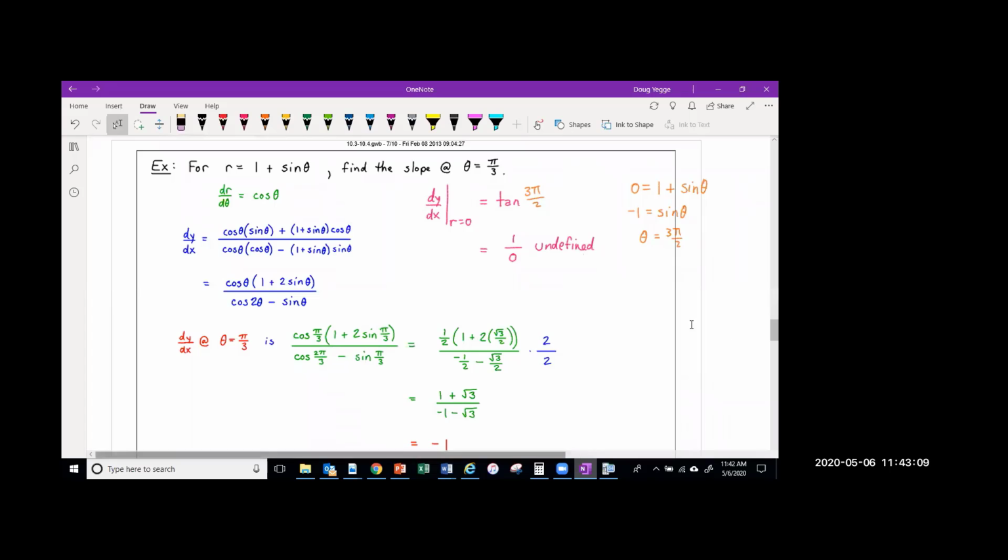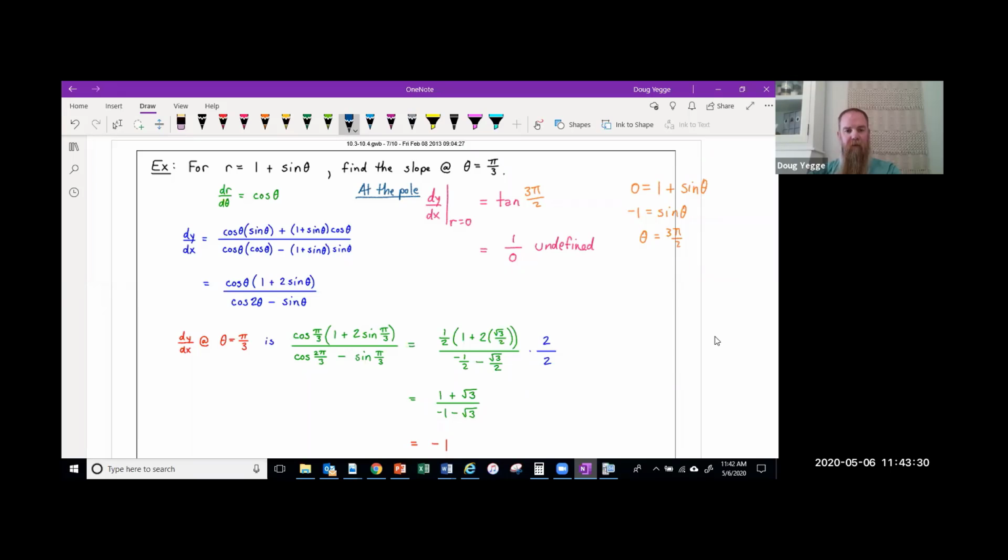So I have a question. When we were trying to condense what dy dx is, it said, oh, we have cosine theta times cosine theta. Why is that cosine 2 theta instead of cosine theta squared? That is a great question. Let me explain why. It's cosine squared theta minus sine theta minus sine squared theta.